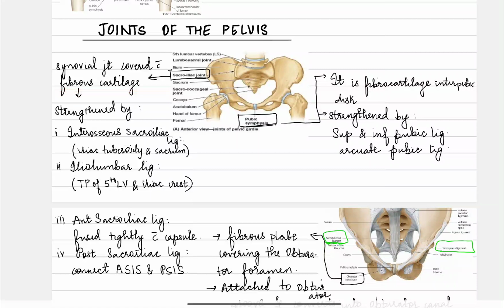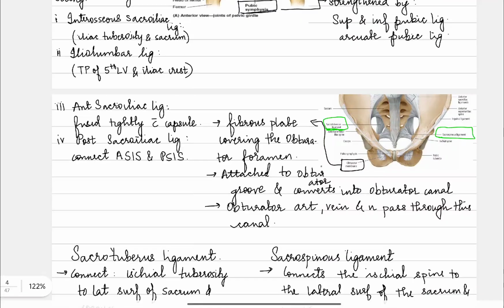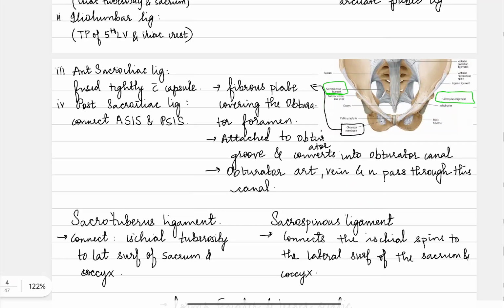Next is pubic symphysis. Now pubic symphysis is a fibrocartilage interpubic disc which is strengthened by superior and inferior pubic ligament and arcuate pubic ligament. Now next is sacrotuberous ligament. It connects the ischial tuberosity to the lateral surface of sacrum and coccyx, and it forms the lesser and greater sciatic foramen together with sacrospinous ligament.